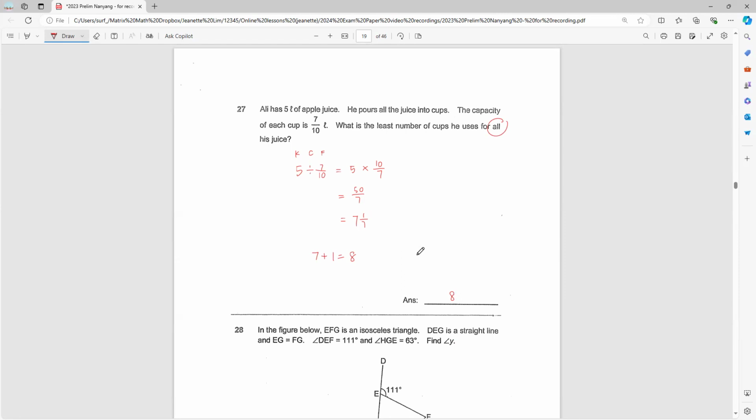So it depends on the question, how they phrase the question, to decide whether you need to add 1 or not. So in this case, he wants to contain all the juice, right? So you need 1 more cup.